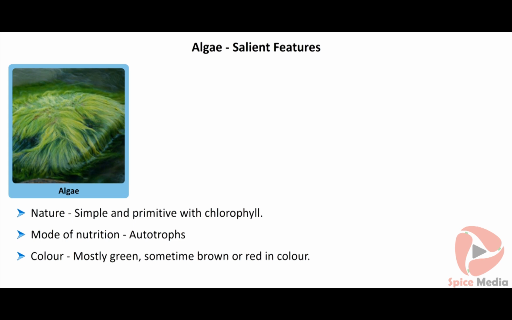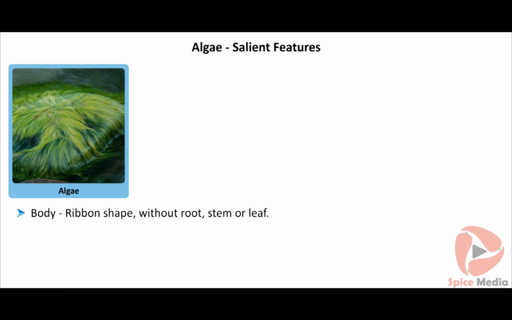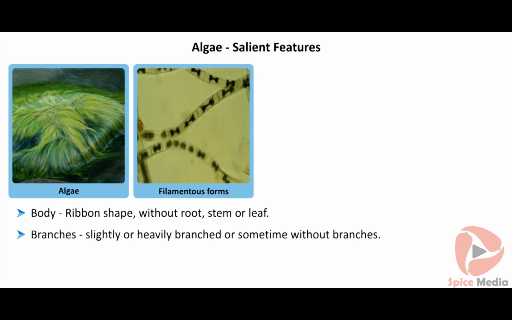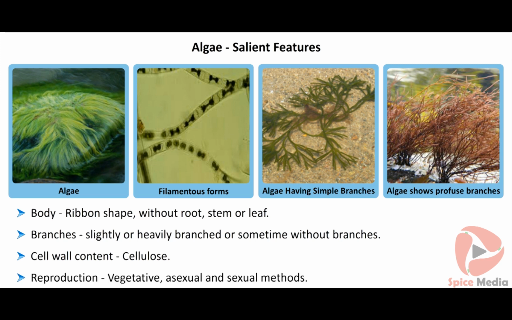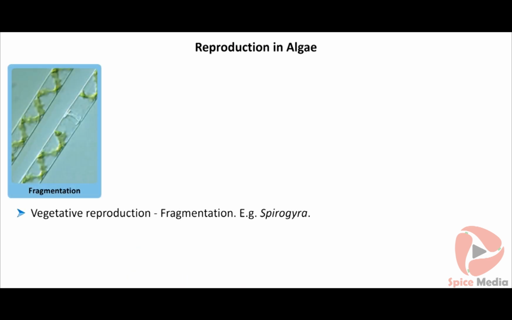Algae, generally called seaweeds, are the lowest, simplest, and most primitive plants with chlorophyll. They are autotrophs and prepare their own food. They are mostly green but sometimes brown or red and dwell in water. They may be unicellular or multicellular. Their body is ribbon-like and not differentiated into root, stem, or leaf. They may be simple filamentous, branched, or heavily branched like a tree. Their cell wall is made up of cellulose.